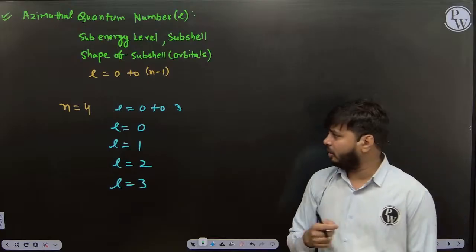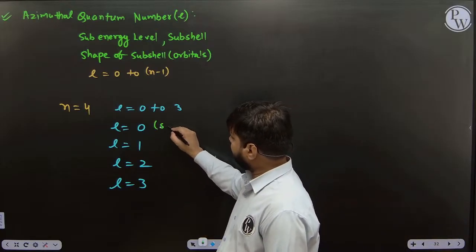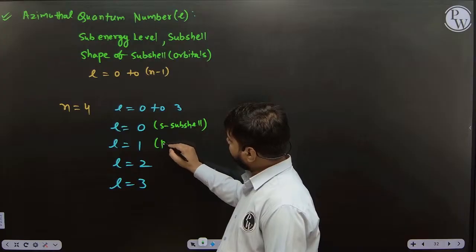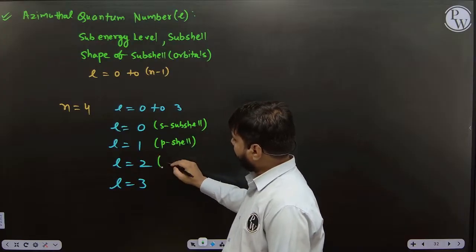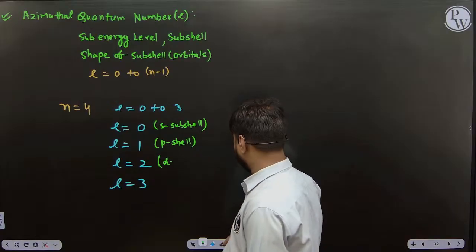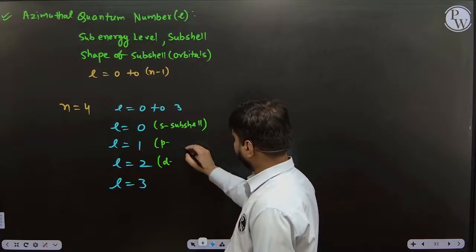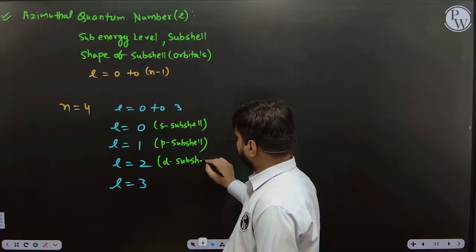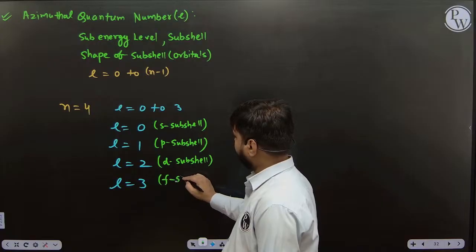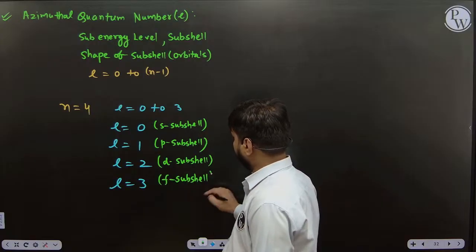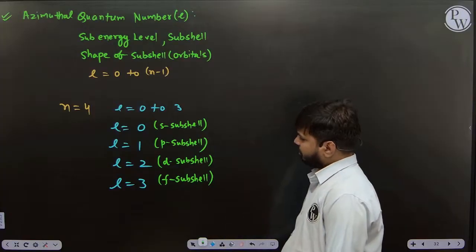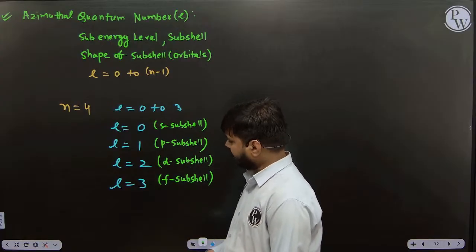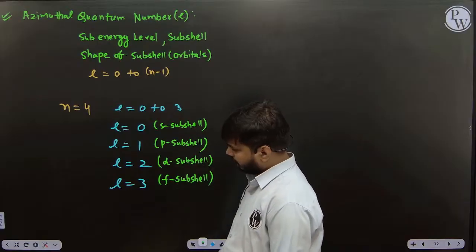Now, l value 0 represents the s subshell. l equal to 1 represents the p subshell. l equal to 2 represents the d subshell. l equal to 3 represents the f subshell. Correct. So this is how they are represented: l equal to 0, s; 1, p; 2, d; 3, f; and then g, h, i, and so on.